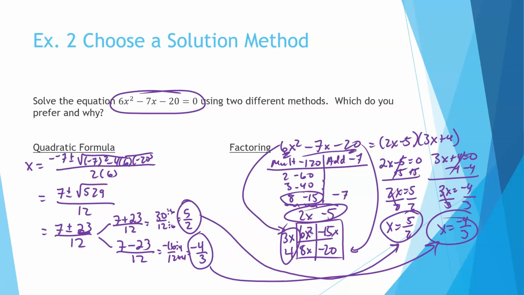Now, why would I want one method versus the other? Factoring only works if you get nice, neat numbers, meaning if you're using the quadratic formula, it's only going to work to factor when you get a perfect square under that radical. Having said that, if you get a perfect square there, sometimes factoring will be quicker, especially once you get good at it, but not in a situation like this. Once these numbers get bigger and I have to go through this whole messiness of figuring out two numbers that multiply to negative 120 and add to negative 7, that's going to take me a few minutes. So in that case, quadratic formula might just be quicker and easier.